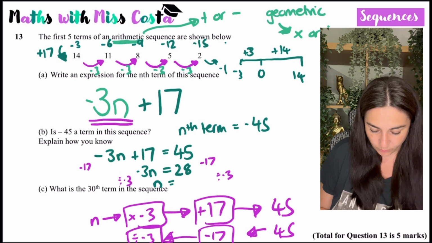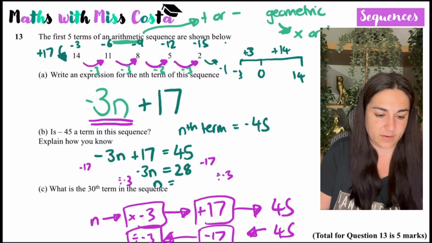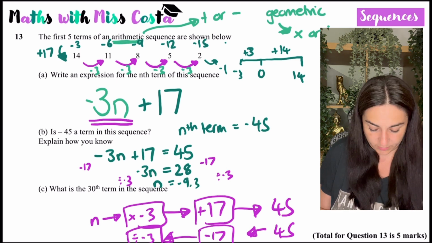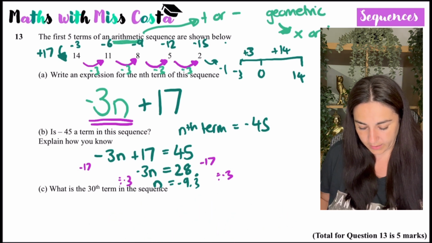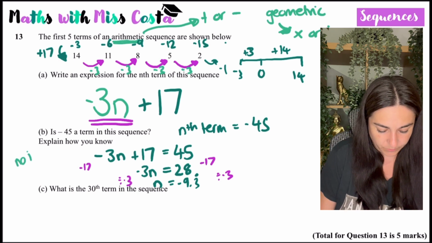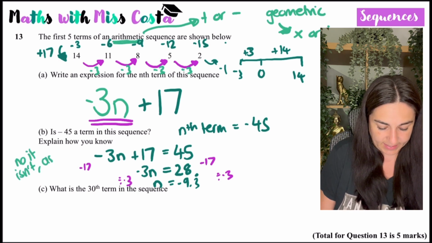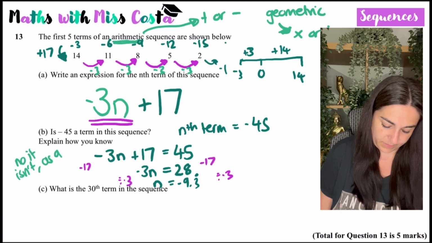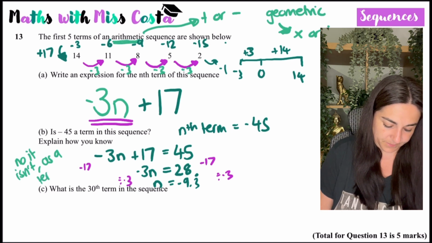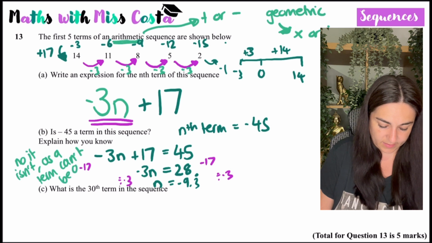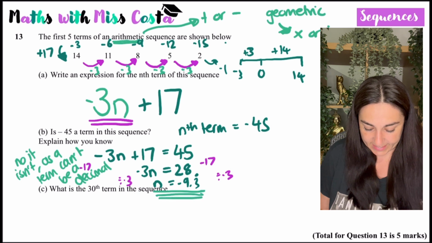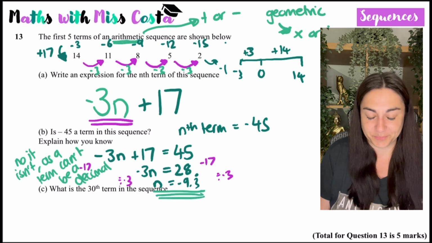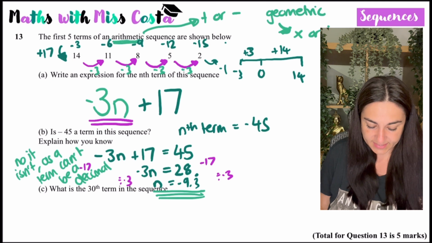So n is going to be 28 divided by -3, which is minus 9.3 recurring. So you would say, no, it isn't, as a term can't be a decimal. I mean, showing your working is going to be proof enough. So because n is a decimal, it's not a term. And then I'm asked, what is the 30th term in the sequence?